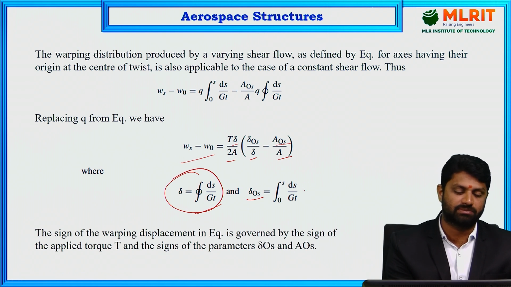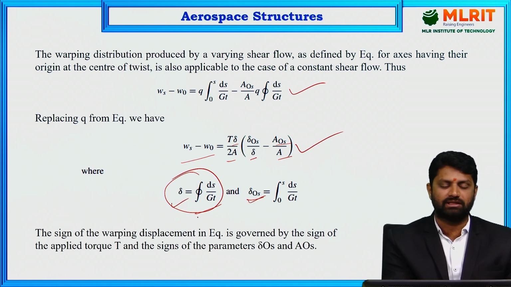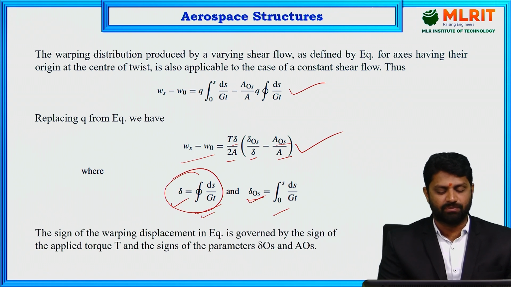This can be substituted in the formula, it is just replaced. Whatever the distribution formula we have for warping has been replaced in terms of deltas and rewritten, where delta and delta naught S are given by this formula. The sign of the warping displacement in this equation is governed by the sign of the applied torque T and the signs of the parameters delta OS and A OS.